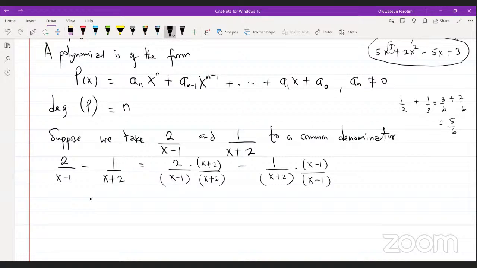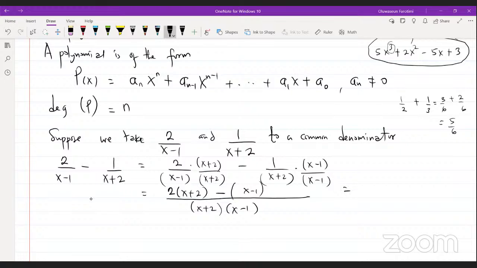It doesn't change anything, except it's a way to introduce the same thing on the bottom, because this can cancel this. This is just going to be 1, so this times 1 gives us the original thing. Now they have the same bottom, x plus 2 and x minus 1. The top is 2 times x plus 2, minus, and after this minus you want to have a parenthesis, x minus 1.